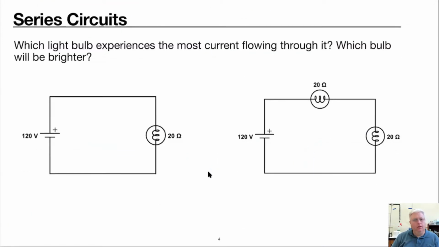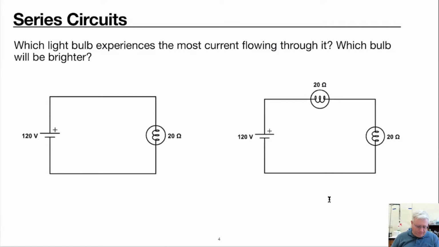Okay, so we have here two series circuits. The one on the left is powering just one light bulb, and the one on the right is powering 2 light bulbs. So you see here I have a potential difference of 120 volts. That's typically what comes out of your outlets in the United States anyway, is what they're set to.